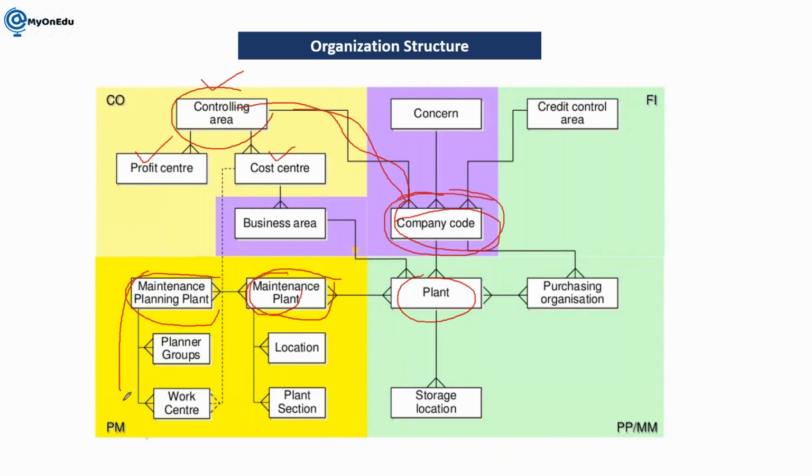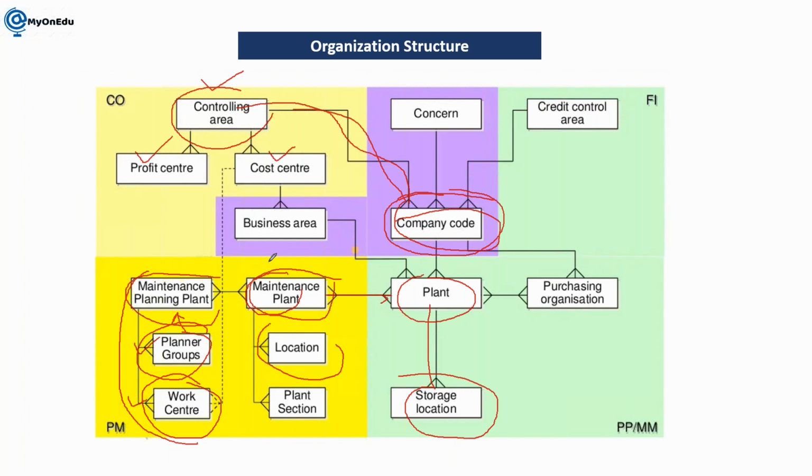The planning plant will have further planner groups and work centers, where the group of people will do the planning for maintenance, and this will be managed through the work center. And the logistics plant will be used for storage, and the maintenance plant will be used just to identify the location where the maintenance needs to be carried out.